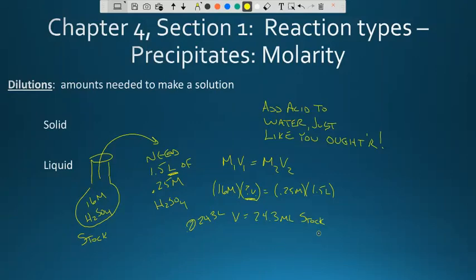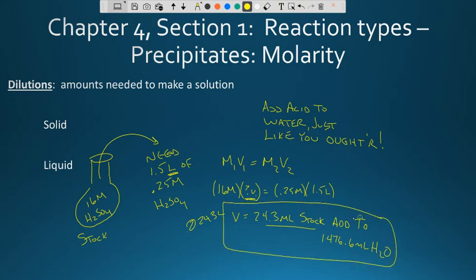So you don't take my stock solution and add water to it. You actually take your water and you add it to it. Since these are liquids, we know what they're going to add up to. If I end up with 24.3 milliliters, I add it to 1,476.6 milliliters of water, because that will then add up to my 1.5 liters total.